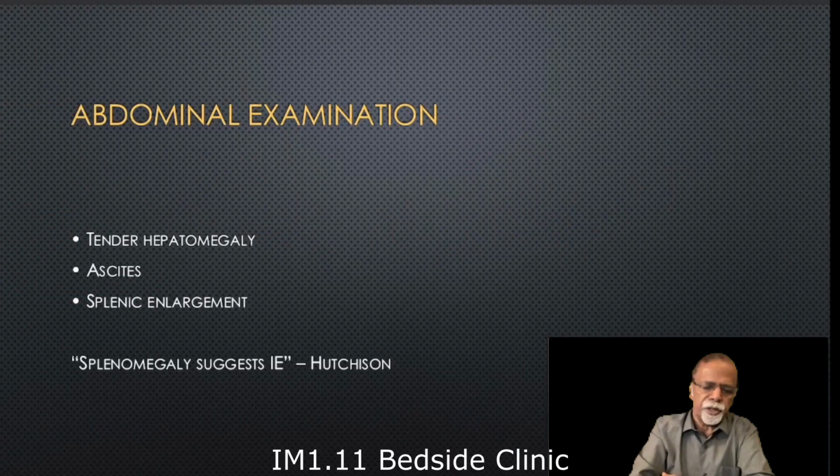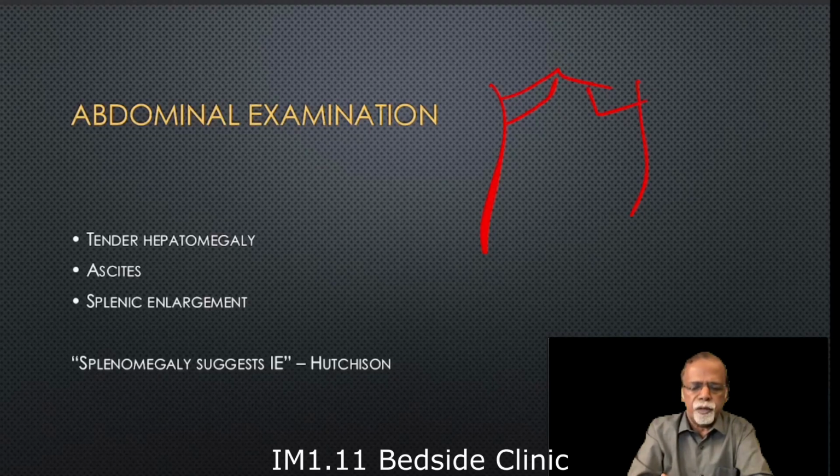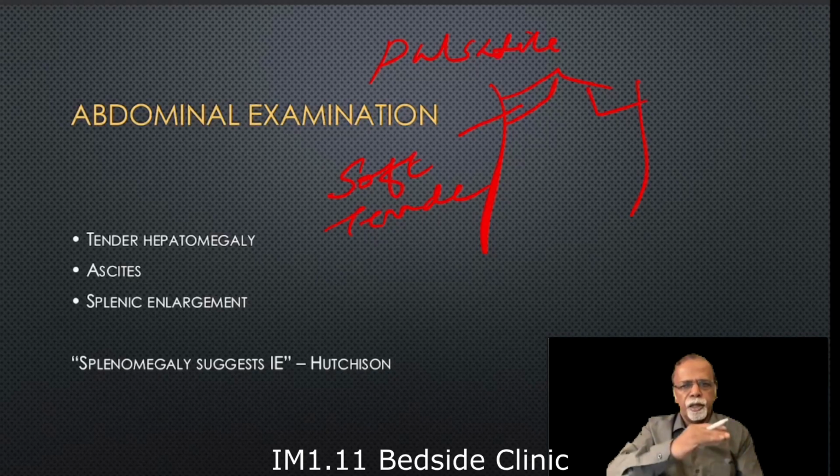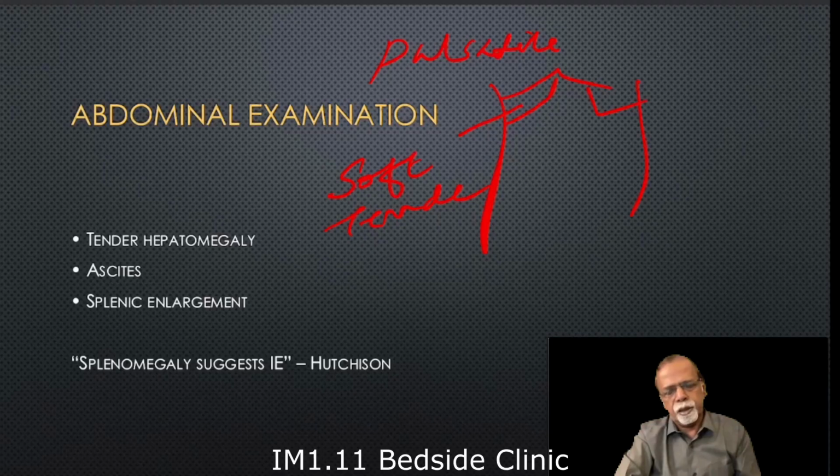Then do an abdominal examination. In the abdominal examination, you are mainly concerned with two things. One is whether the liver is palpable, second is whether the spleen is palpable. The liver is usually soft, tender, and in the liver, you will be specifically looking whether there is a pulsatile liver. Pulsatile liver is seen in tricuspid regurgitation. Keep one hand anteriorly and one hand posteriorly and see whether with each heartbeat the liver is pulsating.